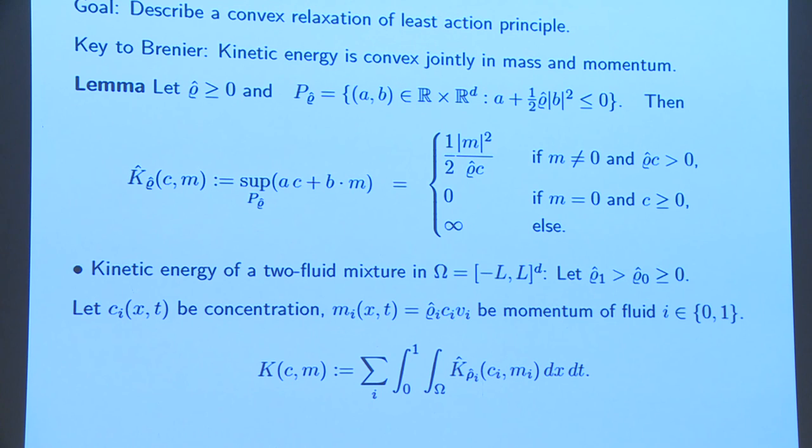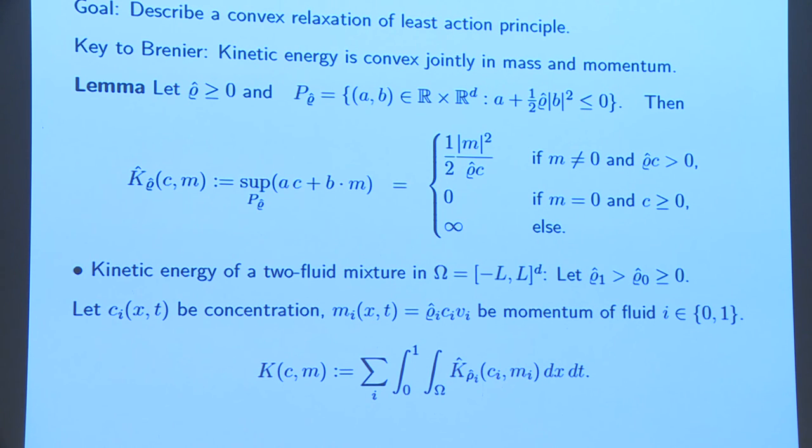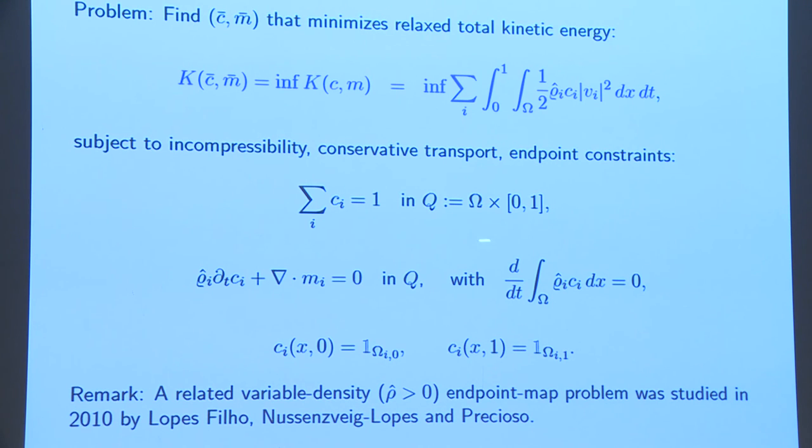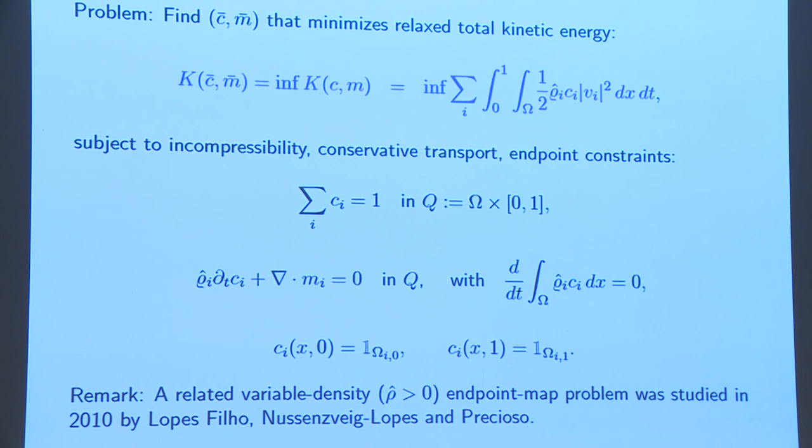We have two fluids. At the macroscopic level, they occupy more or less the same space. At the microscopic level, who knows? The object is to minimize that kinetic energy, subject to incompressibility constraints, so the sum of the concentrations should be 1, transport of each component separately with conserved total mass, and endpoint conditions, which here I'm taking as characteristic functions. The kind of solutions I was looking for all along are ones where the concentrations are characteristic functions for all time. But whether you can minimize and preserve that property in the limit, you don't know. But the point is that this formulation does have a minimum, so you can minimize in this framework. So you have a relaxation, a kind of completion of the least action principle.